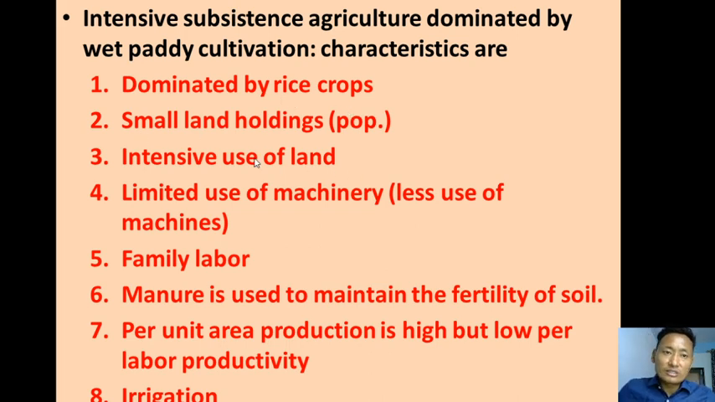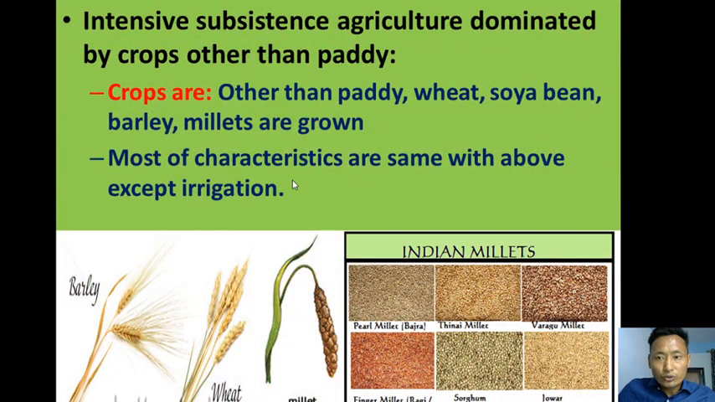Other characteristics are the same. Small land holding because of the large size of population. Intensive use of land, same. Limited use of machinery. Most of the agricultural activities are done with family labor. Manure is used. Again, this one is the same. Here, they are using less irrigation.